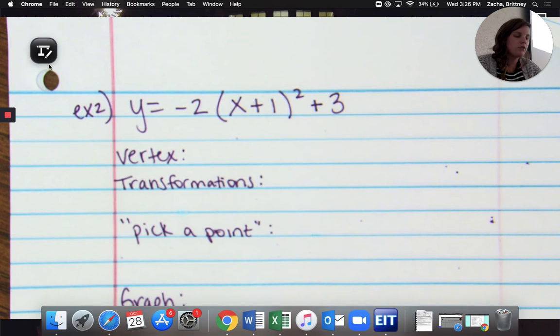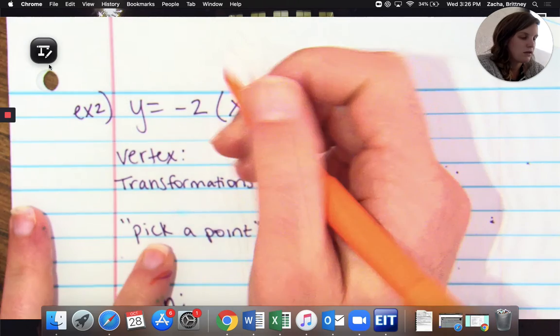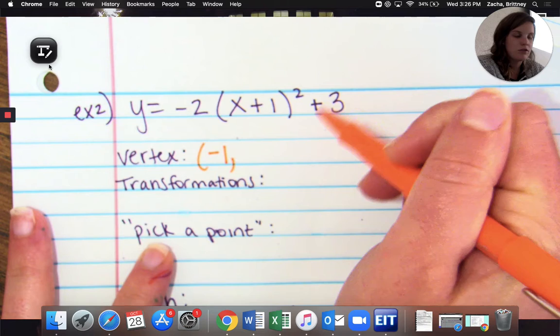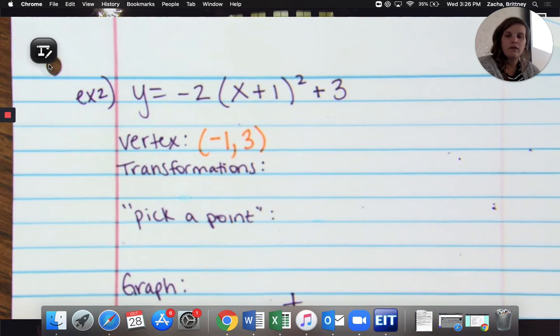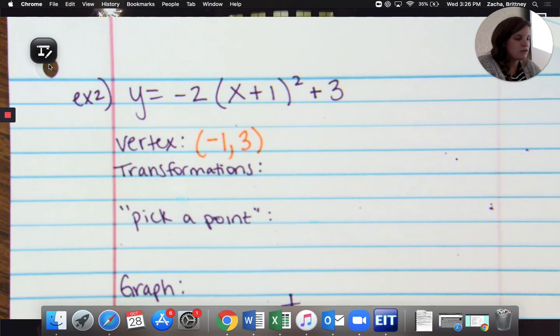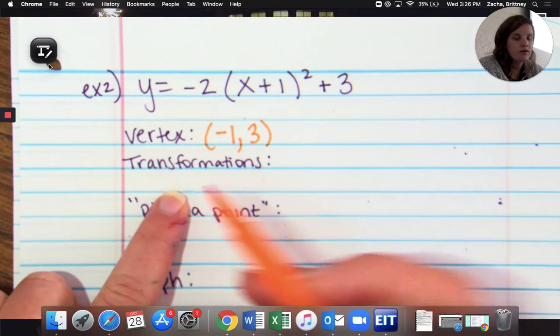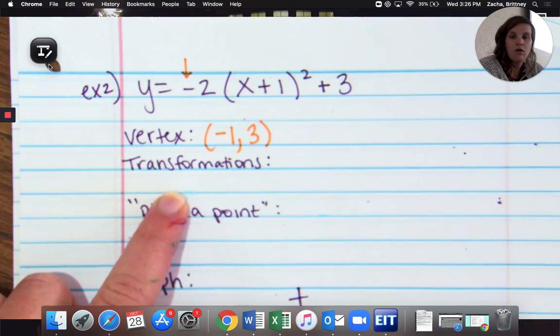So vertex point, remember, look in with the x, flip the sign because x's are crazy. So negative 1. Number on the outside, what you see is what you get, so positive 3. It's your vertex. Okay, so our transformations, and you can write your transformations first, and that will help you get your vertex point, okay?